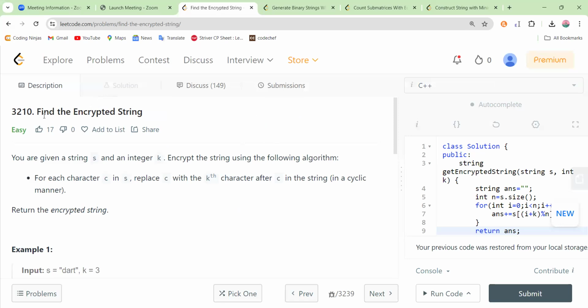Starting with the first problem, the name of the problem is Find the Encrypted String. It's an easy problem, and if you look at the problem statement, you are given a string s and an integer k. Encrypt the string using the following algorithm. For each character c in s, replace c with the kth character after c in the string, and you have to consider it in a cyclic manner. At the end, you need to return the encrypted string.